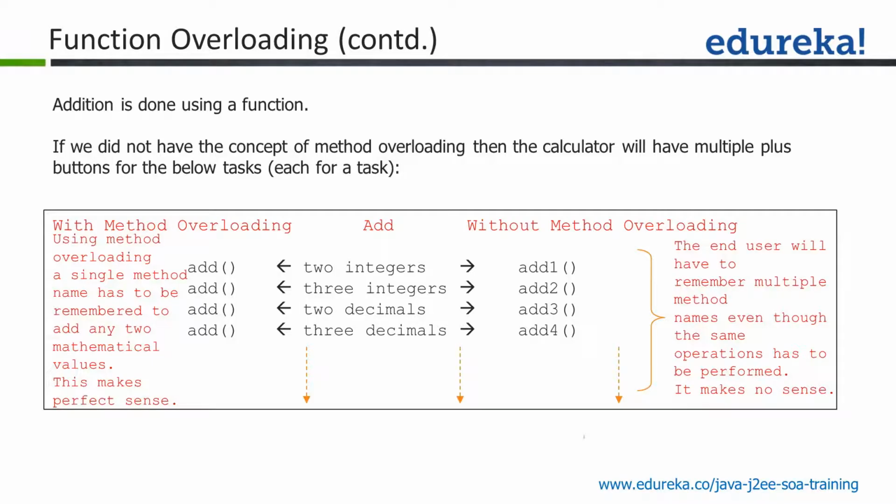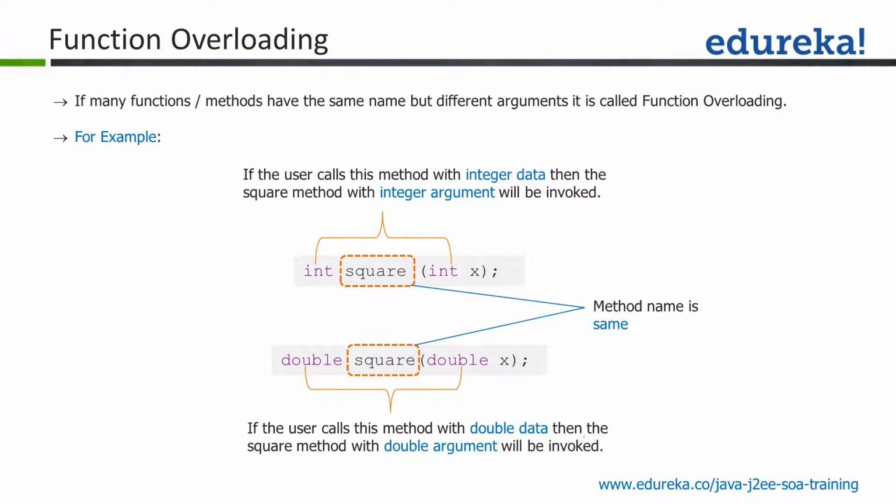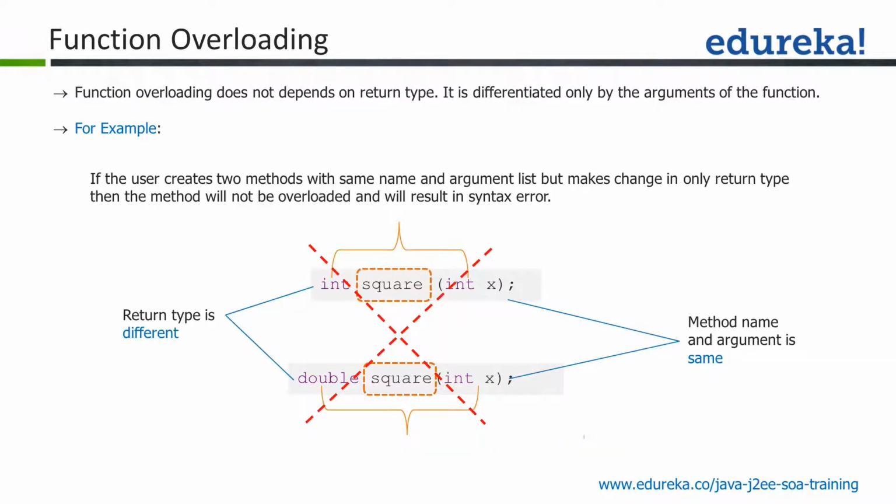In function overloading, add can add 2 integers, add can also add 3 integers. You need not come up with different method names now. If you need to do a similar task, you just overload the methods and use the same name rather than coming up with different names. So if you have int square(int x) and double square(double x), the method name is same, inputs over here are different, so you can overload it. But in case you make the inputs same and the return type different, you cannot overload a method.